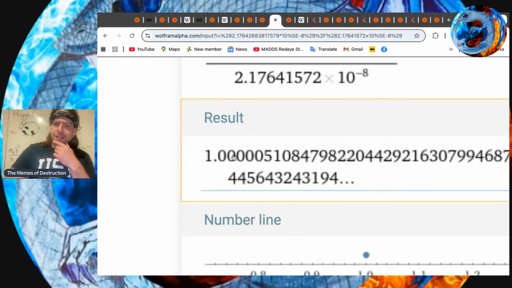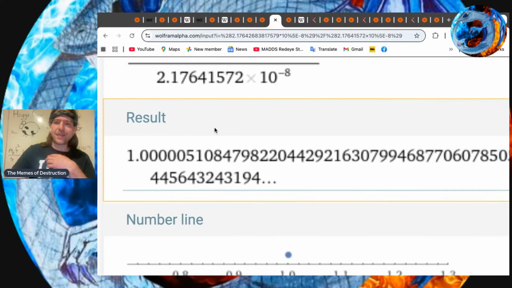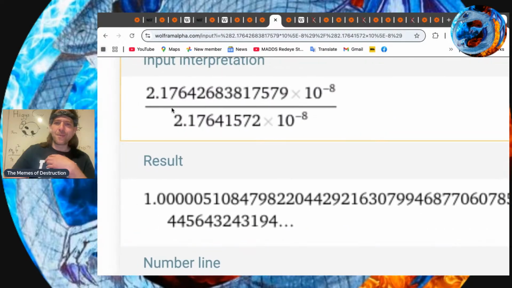So 1, 2, 3, 4, 5, 6. Okay, so if we include the 1, it's 1, 2, 3, 4, 5, 6. So it deviates in the 7th significant digit here. To be fair, 4, 1, 5. Okay, so it does start to deviate in the 6th digit, but it's pretty small.